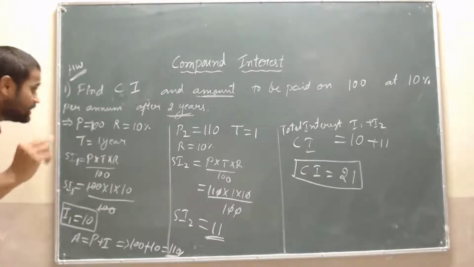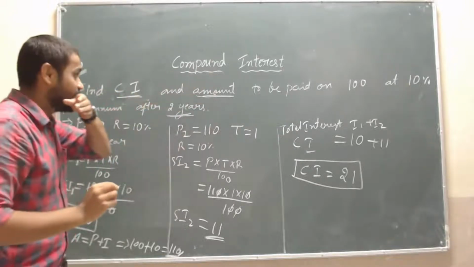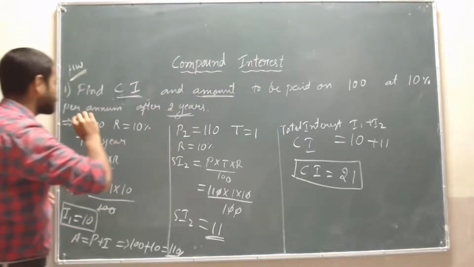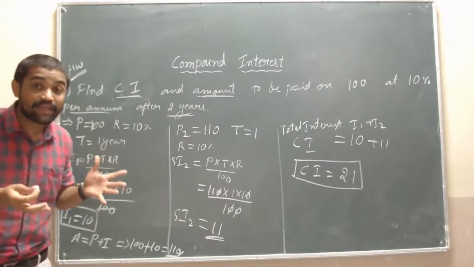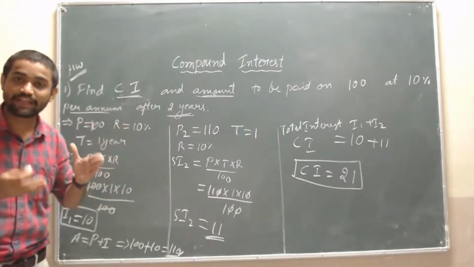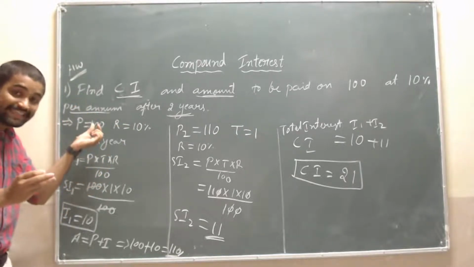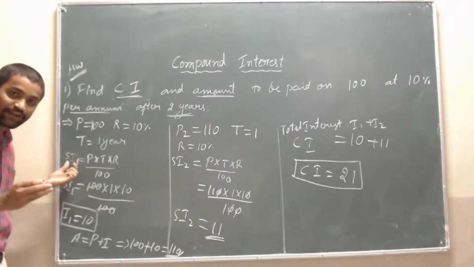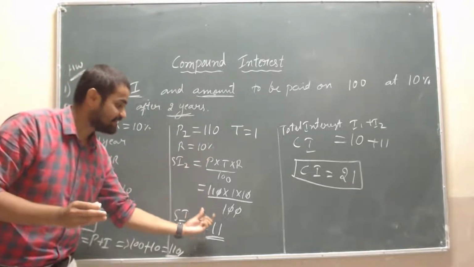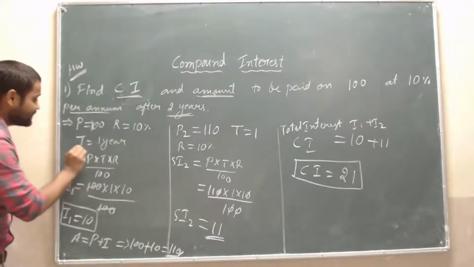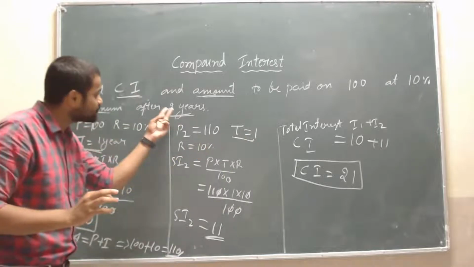Sir, just concentrate here. Sir, he has asked to find out compound interest. Okay, amount afterwards find out madam. On the principal of 100 rupees at 10% per annum after 2 years. Sir, separate formula, sir. To find out the compound interest, we don't have the formula. That's why, with the help of simple interest formula, we did SI1, that is simple interest for first year, and SI2, that is simple interest second year. We did like this. Here T is taken as first year only, 1 year. Here also we have taken 1 year. 1 year plus 1 year becomes 2 years.